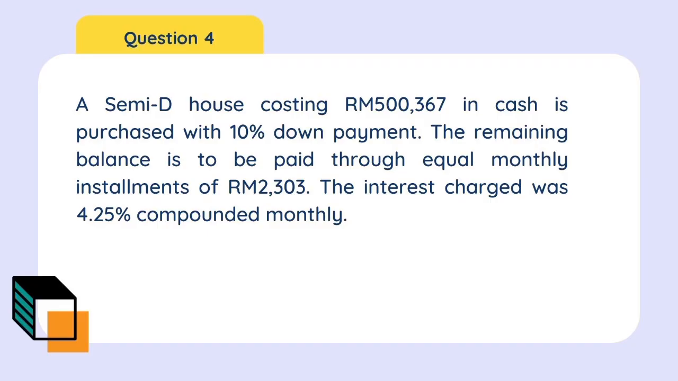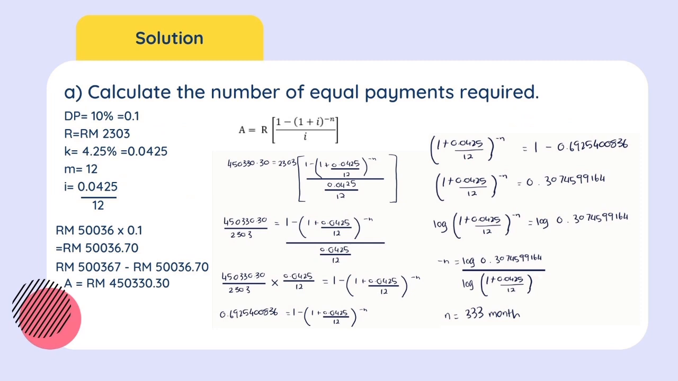Question 4. The Yosemite house costing 500,367 ringgit in cash is purchased with 10% down payment. The remaining balance is to be paid through equal monthly installments of 2,303 ringgit. The interest charge was 4.25% compounded monthly. A. Calculate the number of equal payments required.